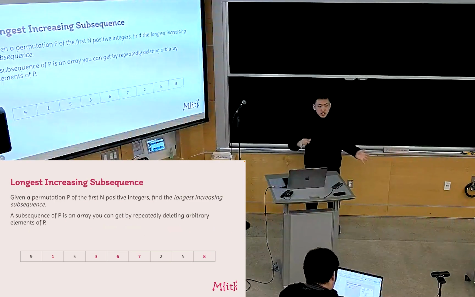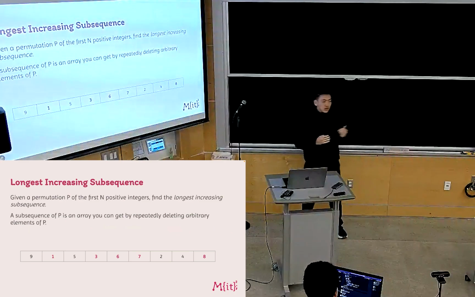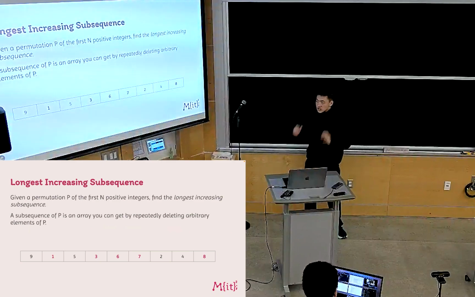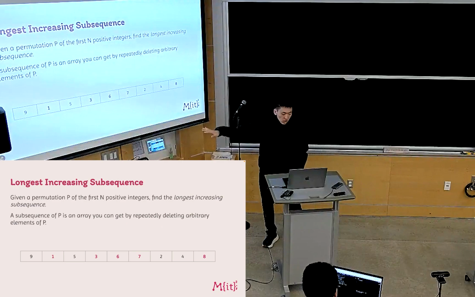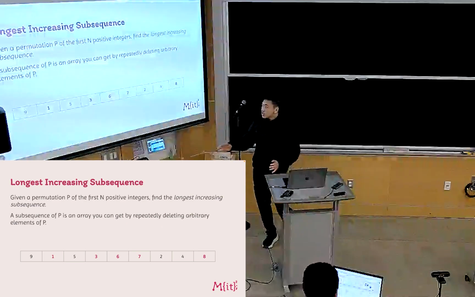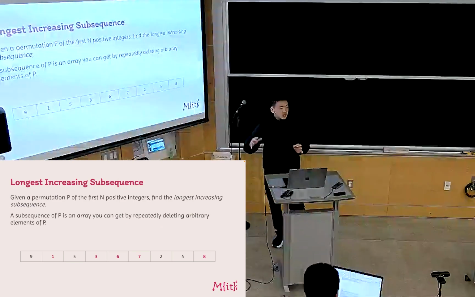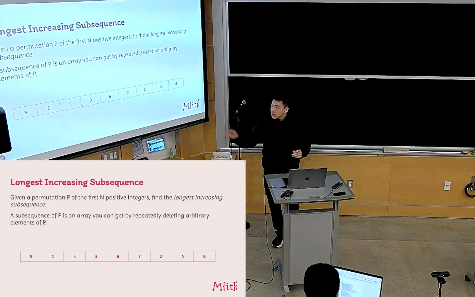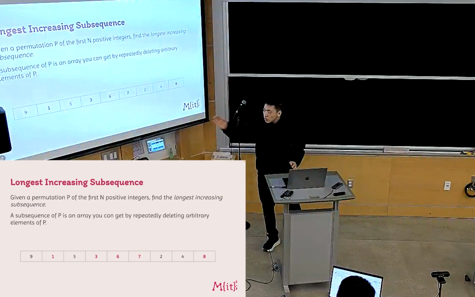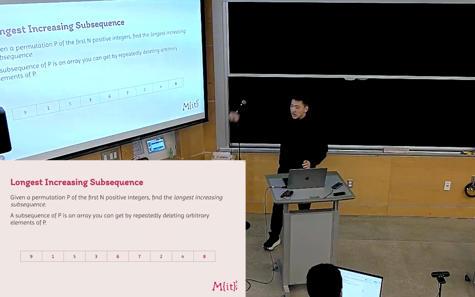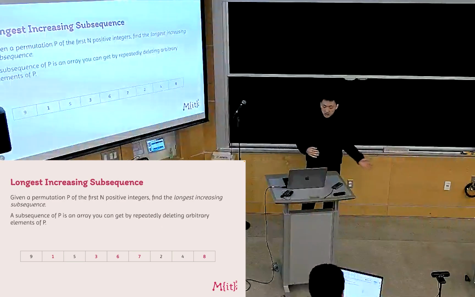You have a permutation P of the first n integers, and what you want to do is find the longest increasing subsequence. So, for example, in this example array, the longest increasing subsequence is the longest subsequence we can get from this array such that it is always increasing. So in this case, you would pick the 1, the 3, the 6, the 7, and the 8, and this would give you a longest increasing subsequence of length 5.